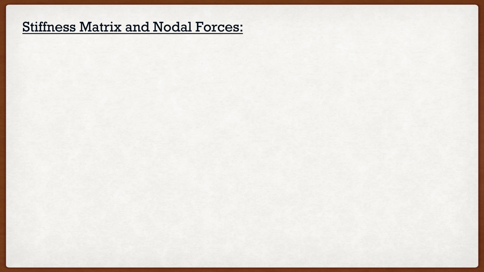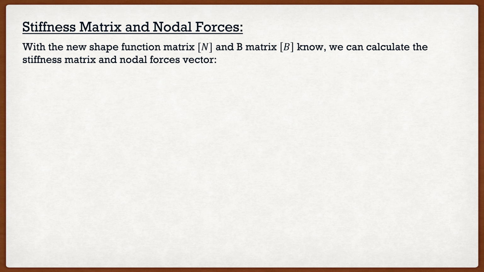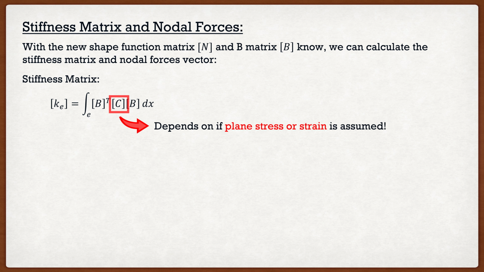Now that we know our N matrix as well as our B matrix, we can go on to our stiffness matrix and nodal forces and say, all right, I know everything I need to know. I have a nice formula for my stiffness matrix where it's B transpose times C times B, then integrated over the element. And I said, well, I now know what B is. C, well, that depends on if I pick plane stress or plane strain. All I need to do is substitute everything in, integrate over the element, and I'm left with the 16 by 16 matrix.